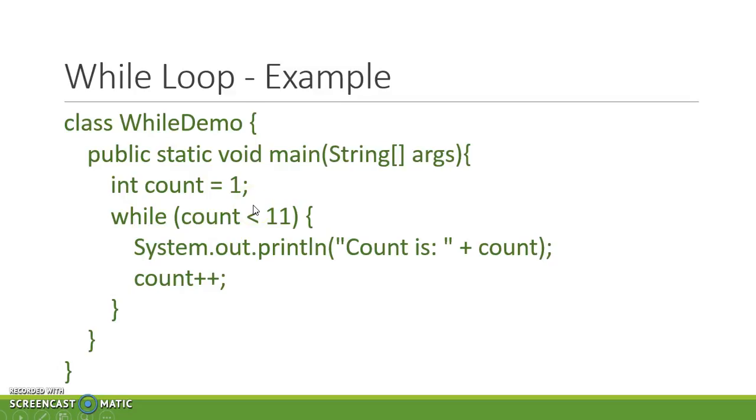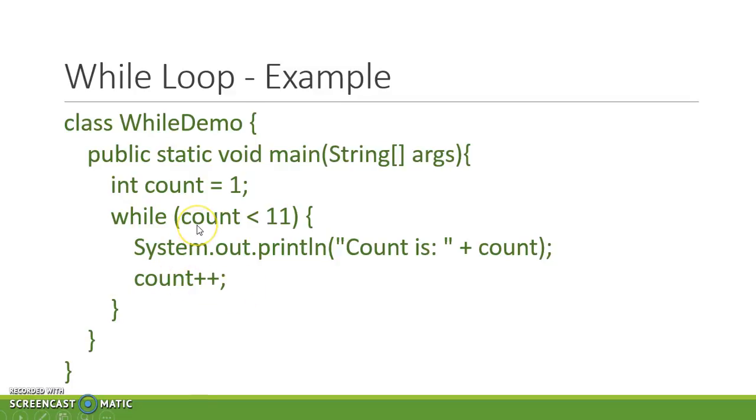If this expression turns to be true, yes, in this example, it is 1 less than 11, so it is true. So it goes inside the loop and the System.out.println is going to print the value. The value is 1, since count is equal to 1. Now count plus plus makes the value of count as 2.